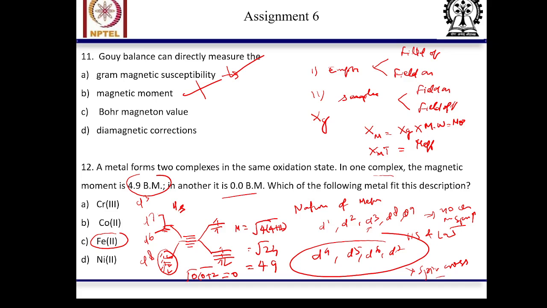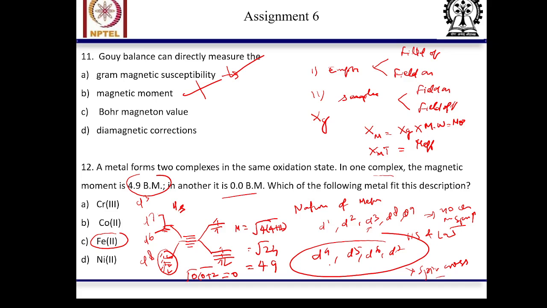So in the spin crossover phenomenon, there are three ways it can be possible. First is the nature of the metal ion. I have already told you, d1, d2, d3, d8 and d9: if the metal is in this configuration, no spin crossover phenomenon. d4, d5, d6, d7 can show the spin crossover phenomenon, because in low spin and high spin they will give a different number of unpaired electrons.